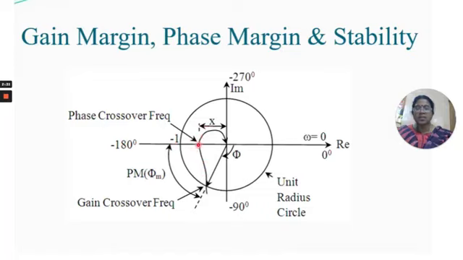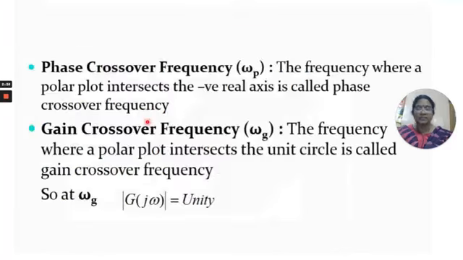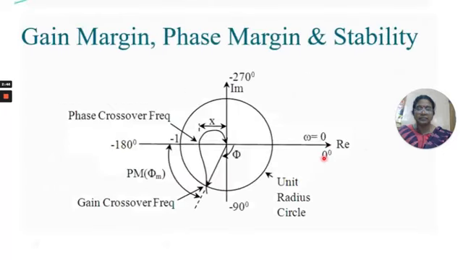The gain crossover frequency is the frequency where the polar plot intersects the unit circle. So this is the unit circle. The unit circle is a circle having a magnitude of 1, and this is the polar plot. Here the polar plot intersects the unit circle. This point we call the gain crossover frequency. These two terms are very important in calculating gain margin and phase margin.